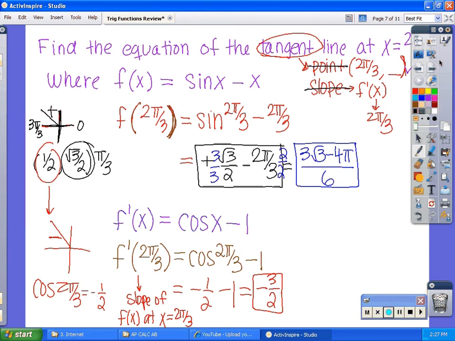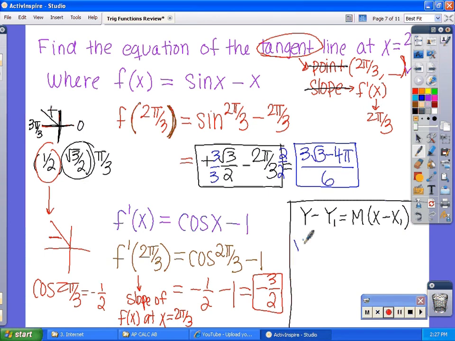y minus y1 is equal to m times x minus x1. So, in blue, y minus the y of the point, which is 3 root 3 minus 4 pi over 6, is equal to the slope, negative 3 over 2, times x minus, and just because I'm running out of space here, x minus 2 pi over 3. There is the equation of the tangent line.